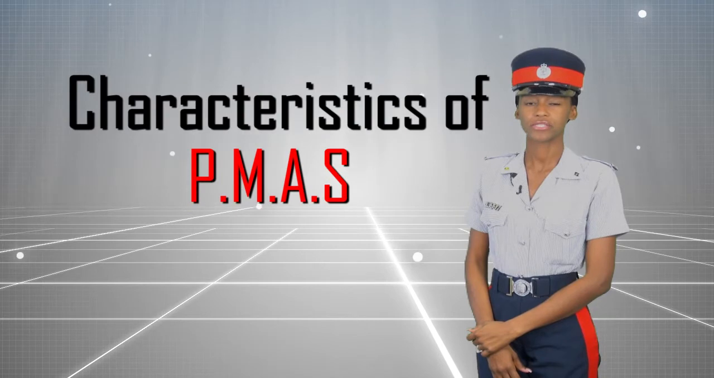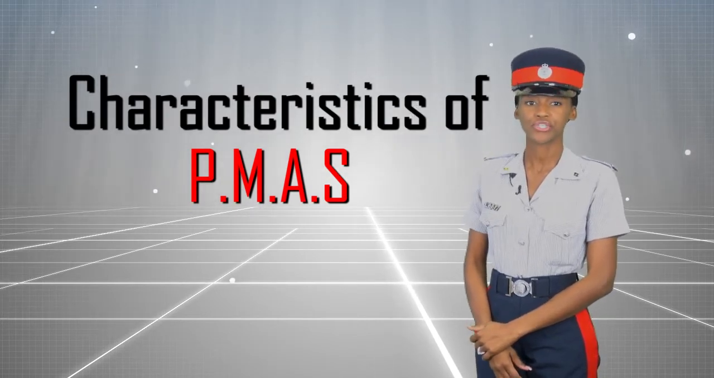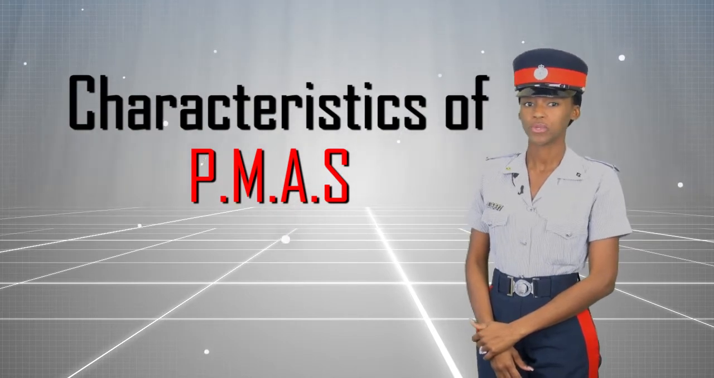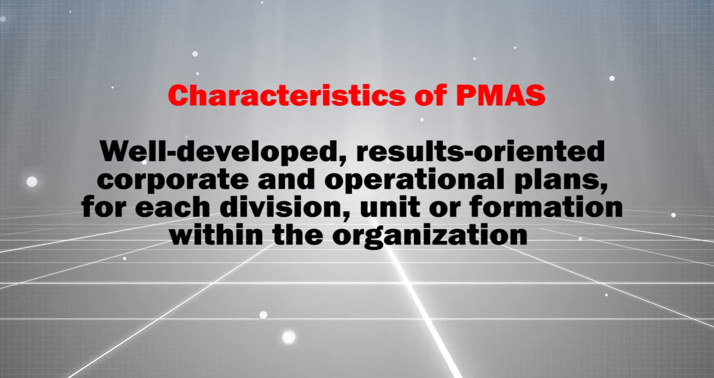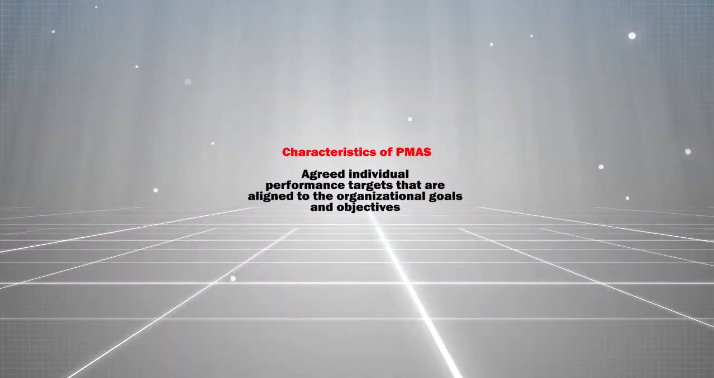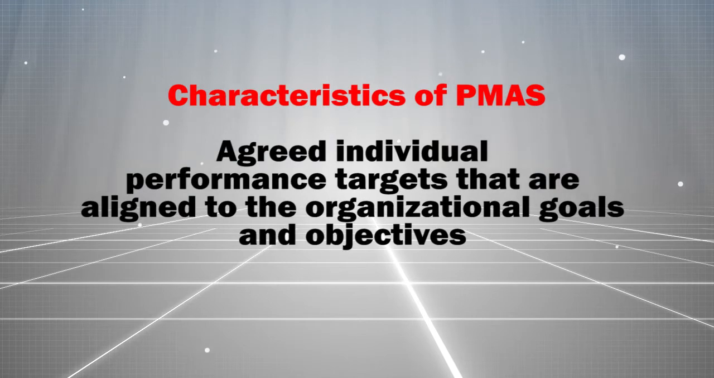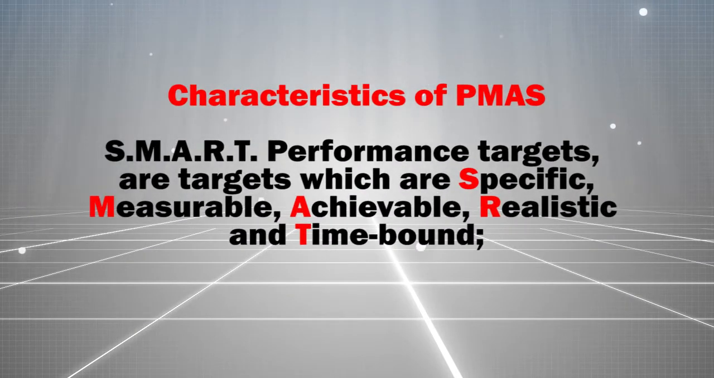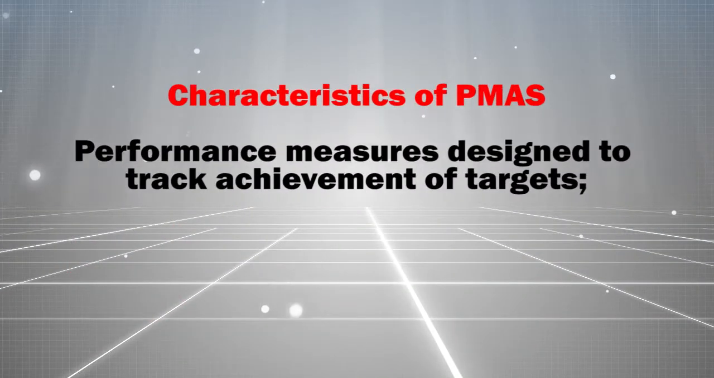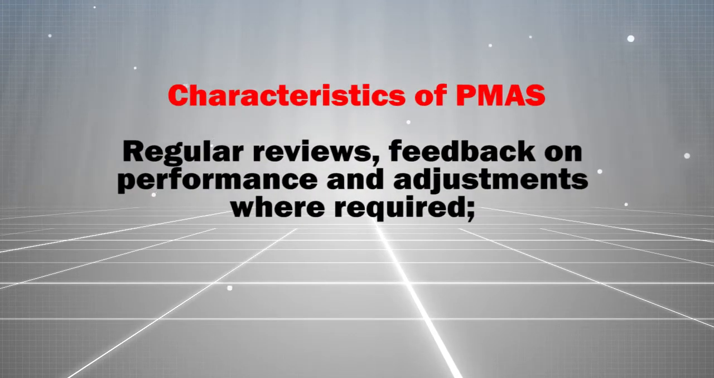The PMAS has several characteristics geared towards ease of understanding, implementation, and execution. These include 1. Well-developed, results-oriented corporate and operational plans for each branch, division, formation, and unit within the organization. 2. Agreed individual performance targets that are aligned to the organizational goals and objectives. 3. SMART, the acronym SMART, performance targets. That is, targets which are specific, measurable, achievable, realistic, and time-bound. 4. Performance measures that are designed to track achievement of targets. 5. Regular reviews, feedback on performance, and adjustments where required.